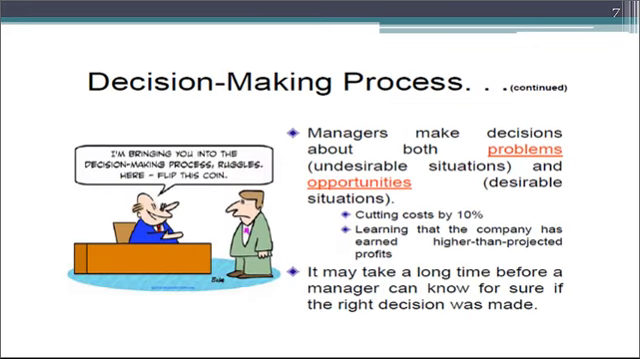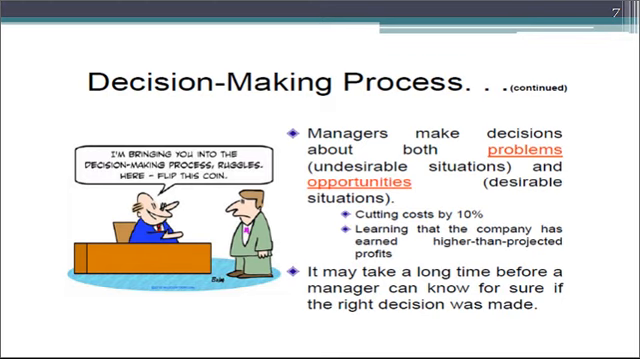Managers make decisions about both problems, which we may call undesirable situations. We don't know whether a problem will occur or not, but if it does occur, then we have to take some decisions so that a solution for that problem may be identified. And sometimes the problem is not there.